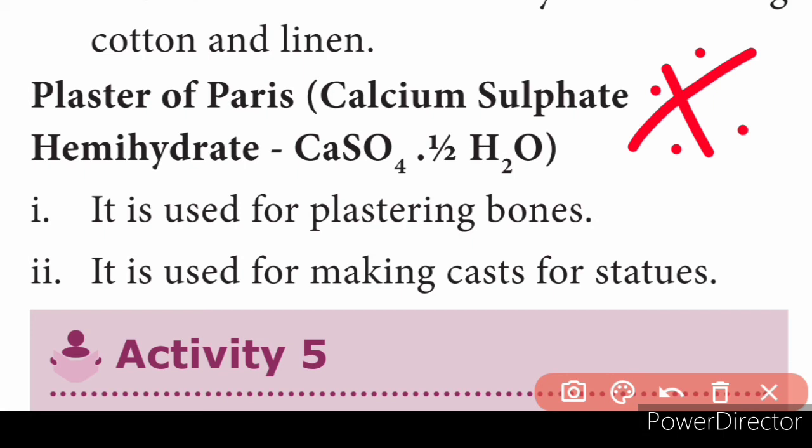It is also used for making casts for statues. So what is plaster of Paris? It is calcium sulfate hemihydrate, CaSO4 dot half H2O, used for plastering bones and for making casts for statues.